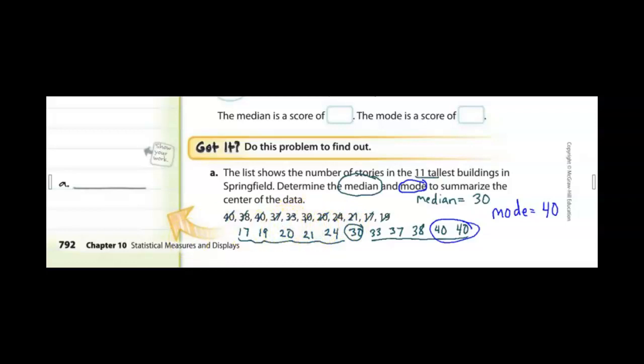Okay, so we're going to go ahead and continue on with our notes, and we'll do another example together here in just a moment.